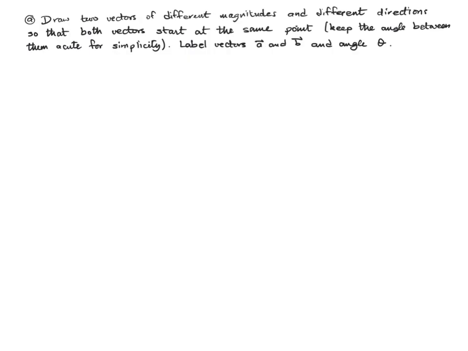So we have some instructions here. We're supposed to draw two vectors of different magnitudes and different directions so that both vectors start at the same point. Keep the angle between them acute for simplicity, and then label the vectors A and B and the angle theta. So what I'm going to do is have you pause at this point and try to do this on your own, and then when you are done, you can restart this video and see what I did. So here is the diagram that I got, and yours should look something like that.